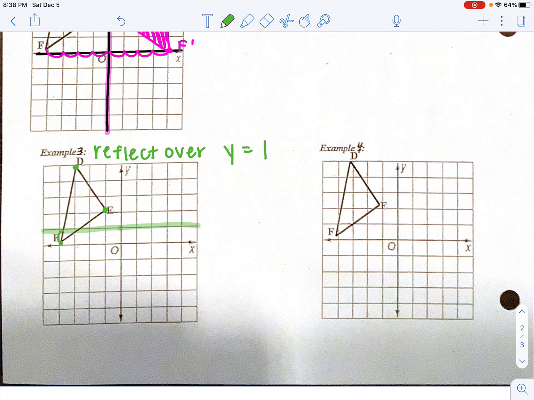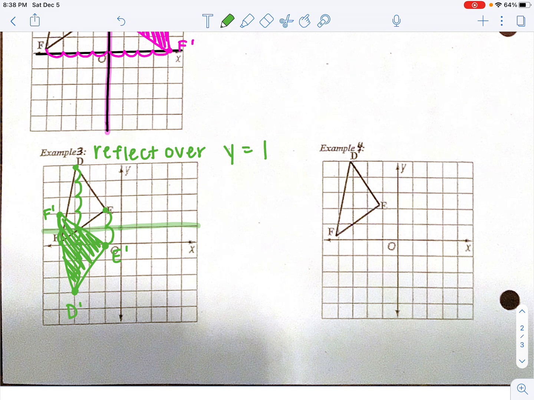So let's start with F. F is 1 away. So I'm going to go 1 away the opposite direction. And that will give me F prime. D is 1, 2, 3, 4 away. So I'm going to go 1, 2, 3, 4. And that will get me D prime. E is 1 away, so I'm going to go 1 away the opposite way. And that will give me E prime. So my new triangle is right here.